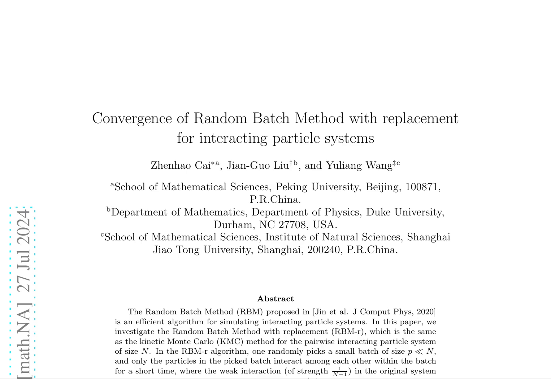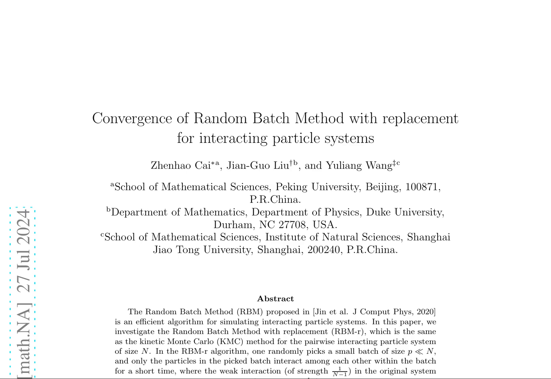The algorithm randomly picks a small batch of size p, and only the particles in the picked batch interact among each other within the batch for a short time, with the weak interaction replaced by a strong interaction. The authors provide a rigorous proof of the convergence of RBM-r with an explicit convergence rate. They also obtain an improved rate when there is no diffusion in the system.